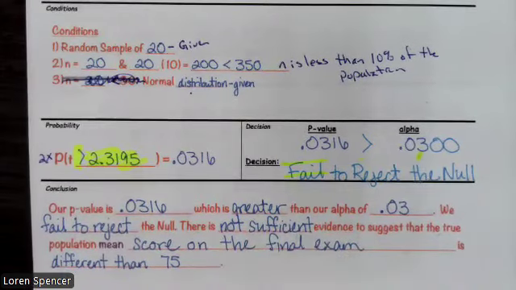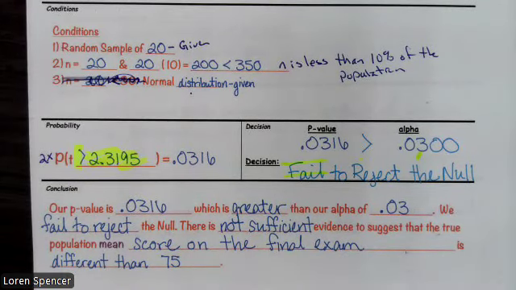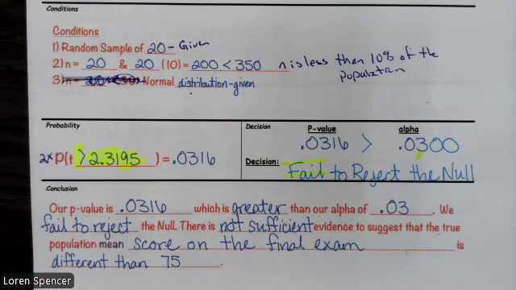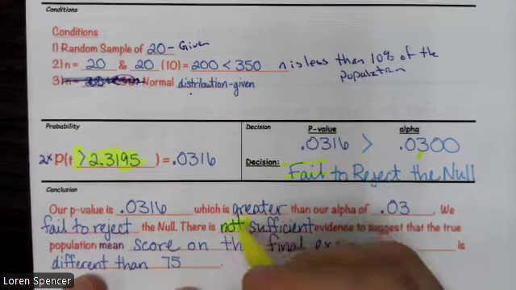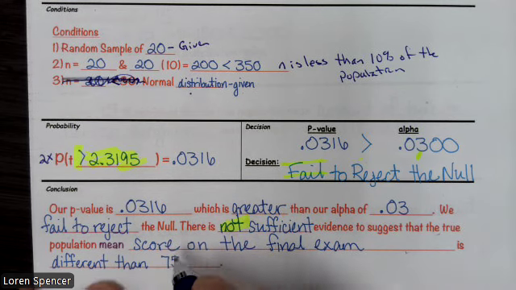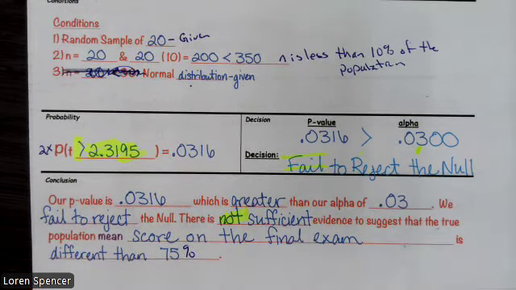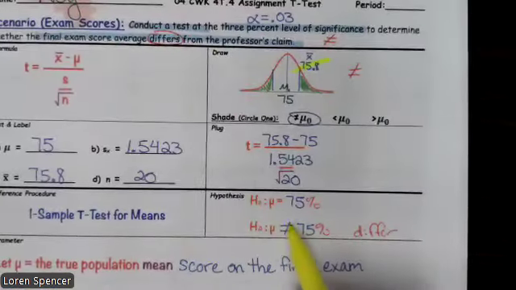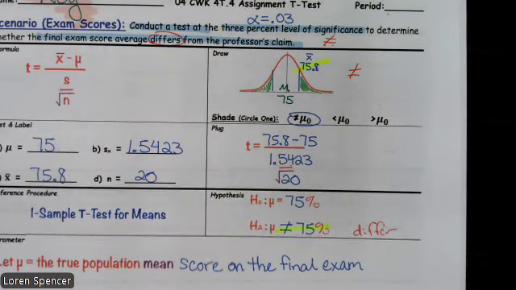So our conclusion, our p-value is 0.0316, which is greater than our alpha. We fail to reject the null. We don't have enough evidence to claim that the true population mean score on the final exam is different than 75%. Now, please don't forget, different than 75% comes from right here. Different than 75%.